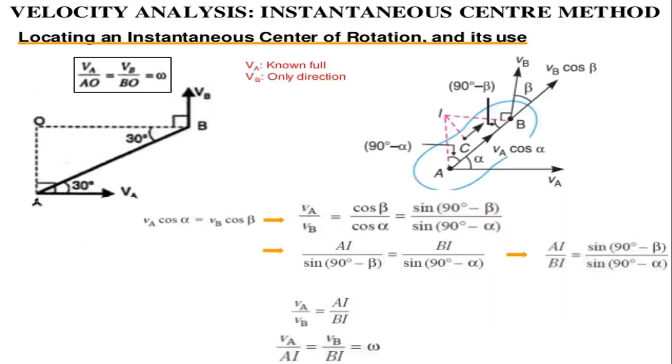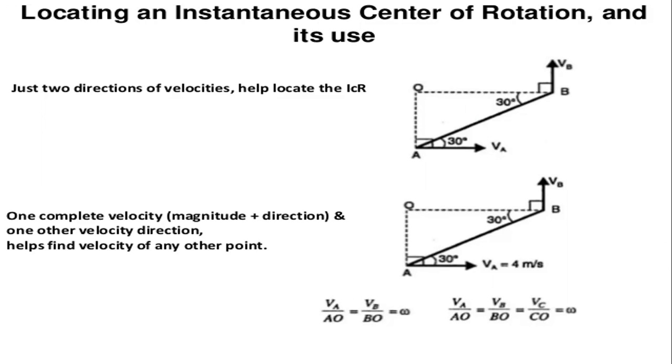So this is the procedure for locating an instantaneous center of rotation. Here I have taken a simple example for it: locating two velocities where one velocity is known and the other velocity is not known. That is the only one.